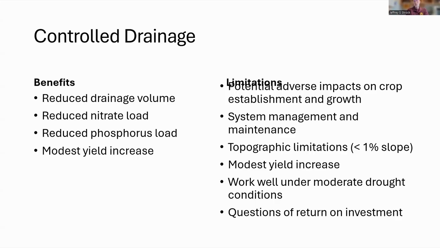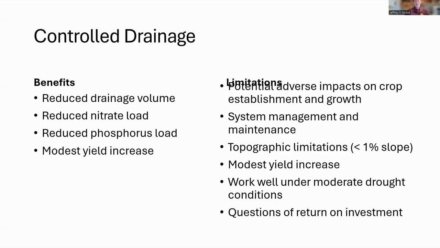There are some system maintenance and management things. Where you would put controlled drainage, these fields have to be either tabletop flat or the tile has to be put in on a contour. So there are some considerations for tilers when doing that kind of thing.